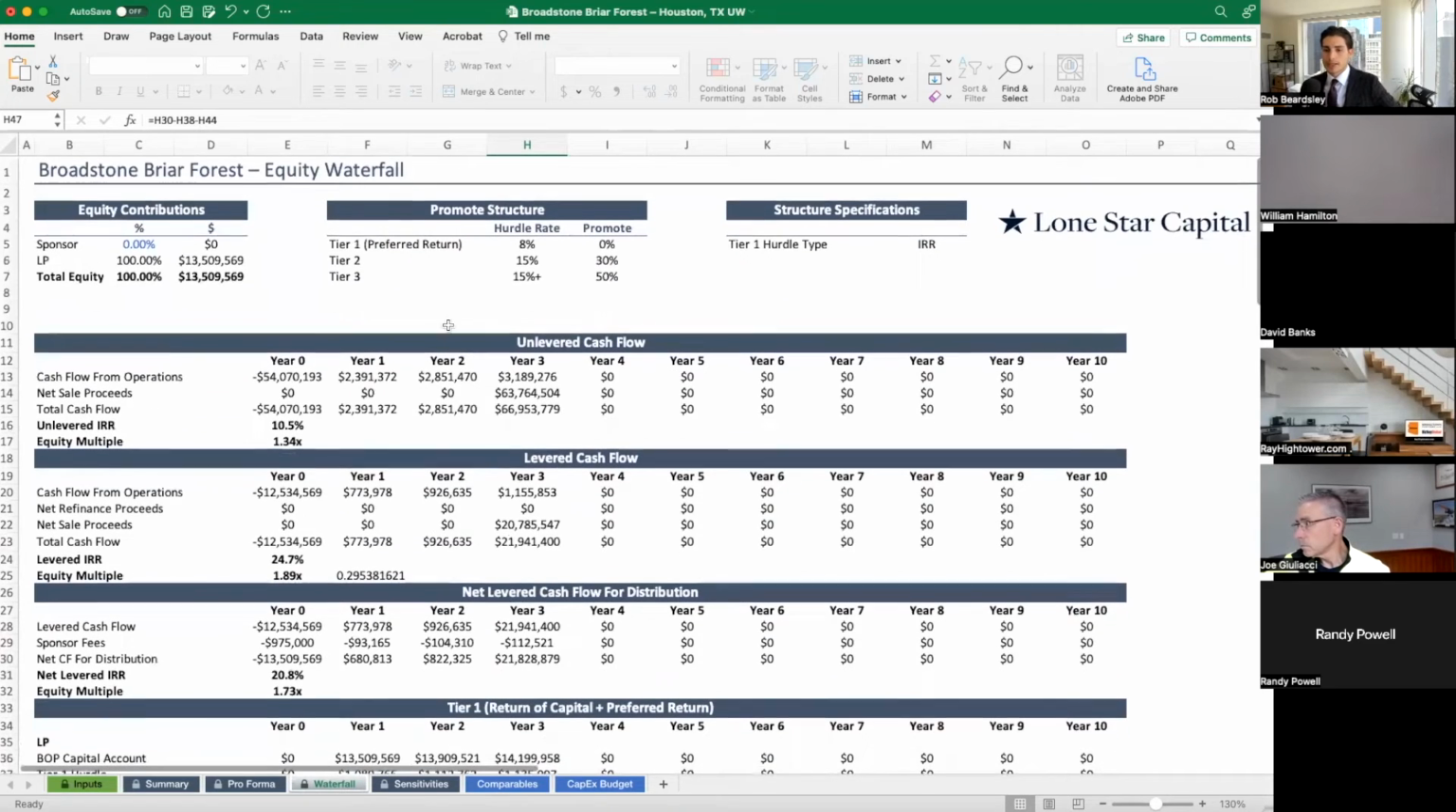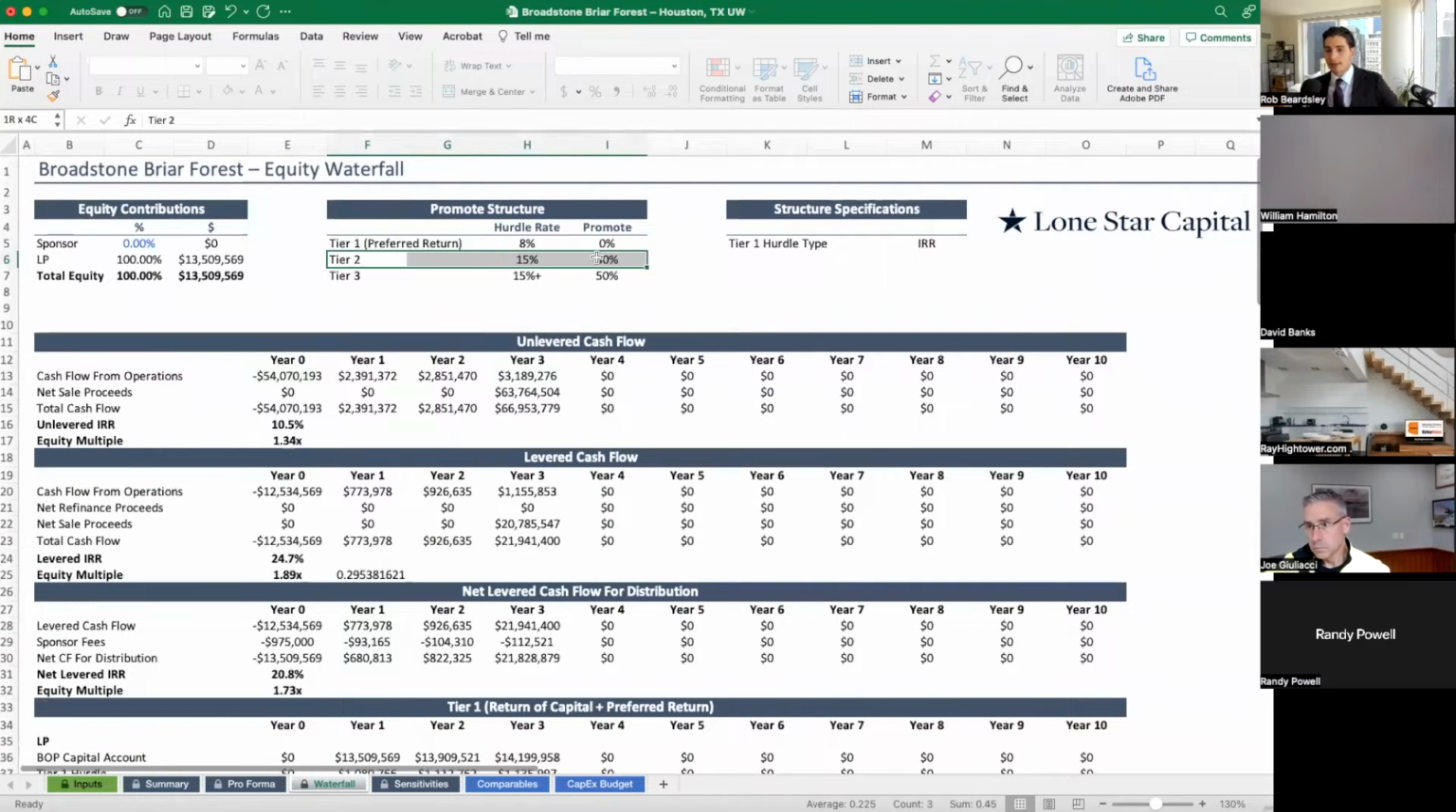What is tier 2? Tier 2 is, again, interpreting this table, a 30% promote up to a 15% IRR. So now in tier 2, every dollar is split at 70-30. That's how tier 2 works.